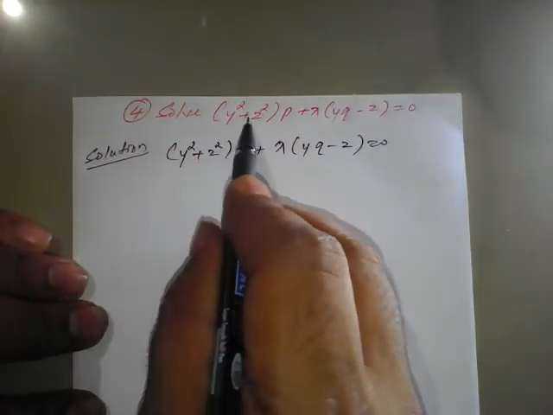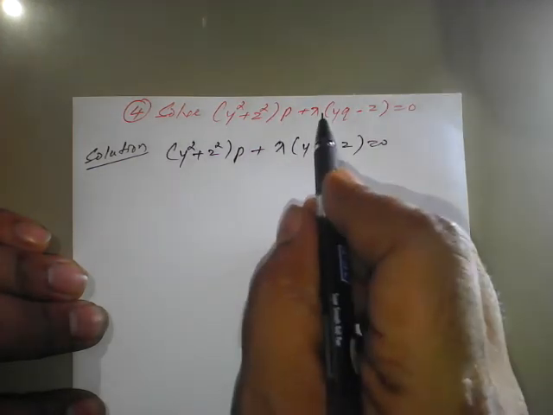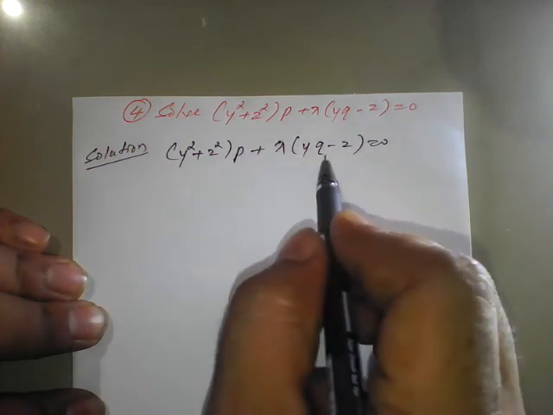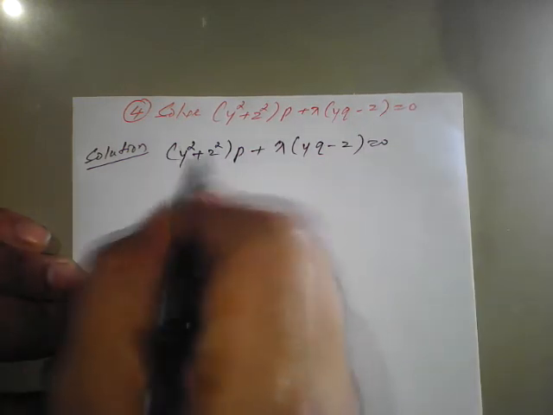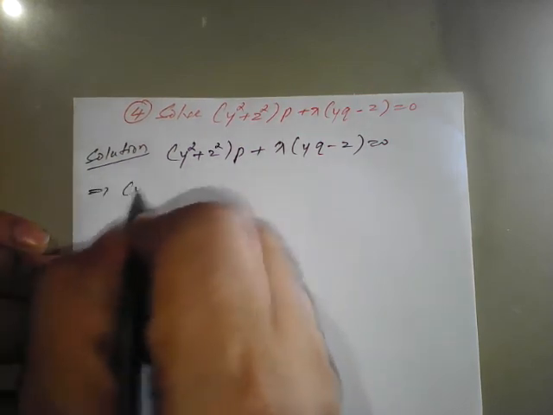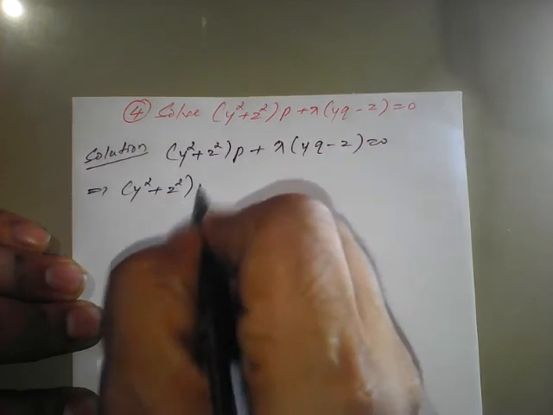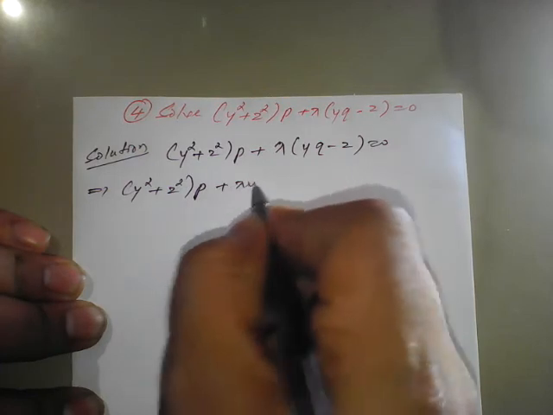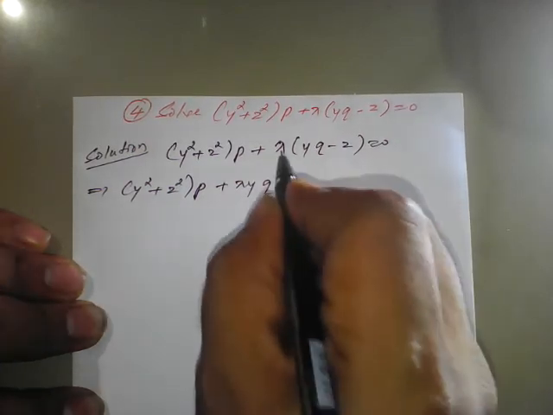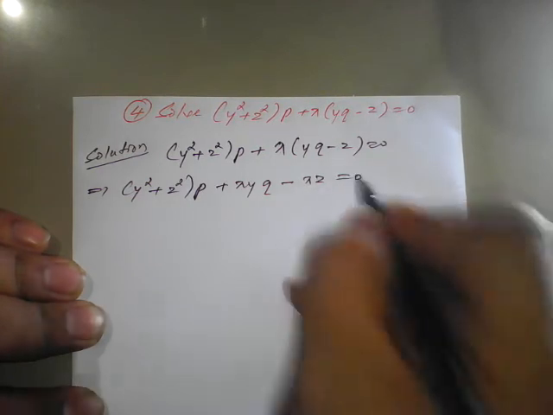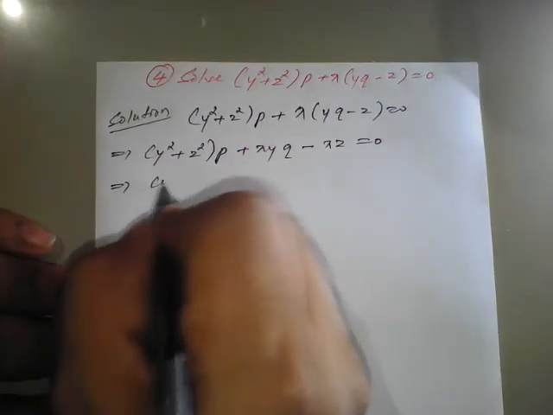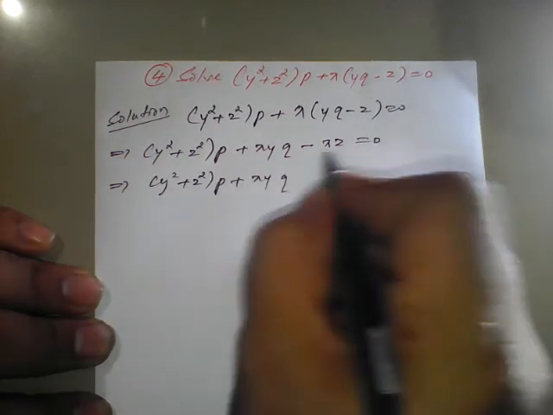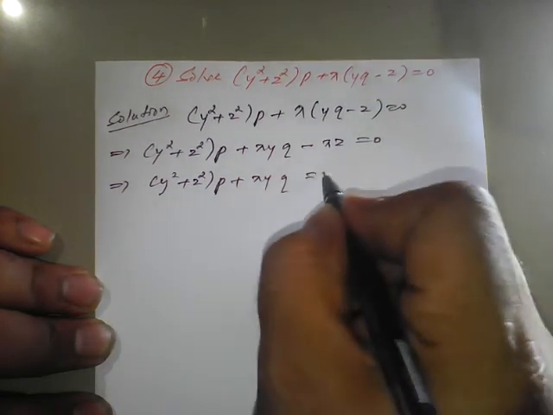y square plus z square times p plus x times y cube minus z equal to 0. This is not in the arranged form of the Lagrange's equation, so we have to rearrange. Keep the first term as it is: y square plus z square of p, plus, opening the bracket, xy of q, plus into minus is minus, x into z, xz, equal to 0. Shift this minus xz to the right hand side, and it becomes xz.